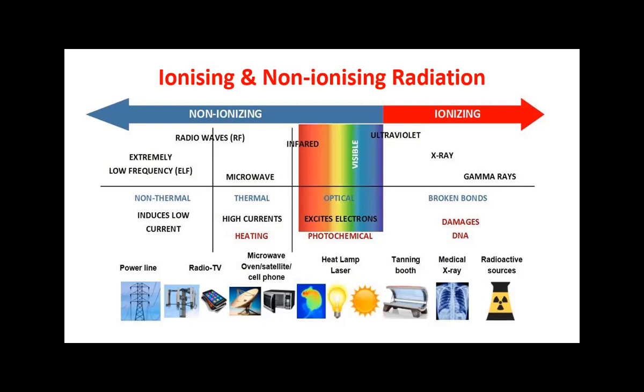Under non-ionizing radiation, you can observe from this image that there are radio frequency waves, extremely low frequency waves, and microwaves. The microwave oven which we are using is under non-ionizing. Then there are subcategories, non-thermal and thermal. Under the non-thermal category, there may be low induced current, and in the thermal category, high current. The main purpose is heating, so we use this high current, and with the help of thermal, we can utilize different equipment.